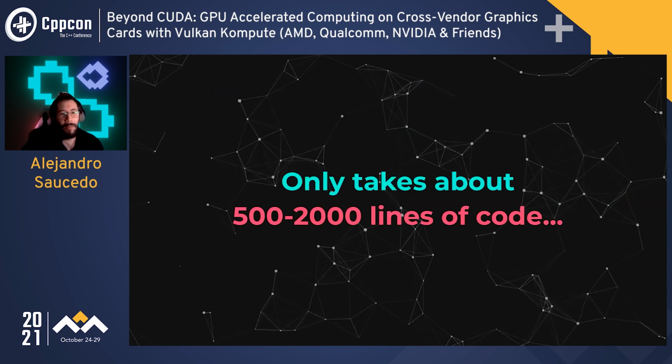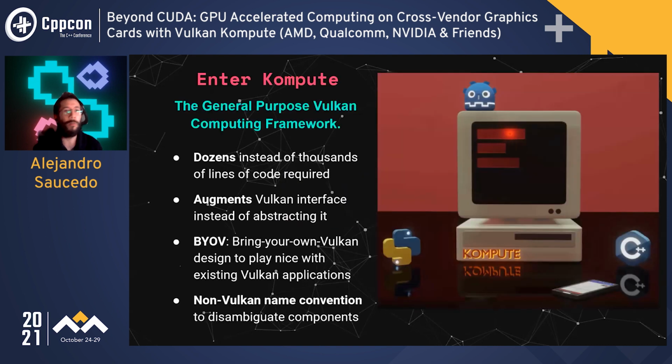And it only takes us about 500 to 2,000 lines of code, right? So, one afternoon of powering through the ins and outs of your low-level GPU. But this is the motivation of why we actually created Kompute.